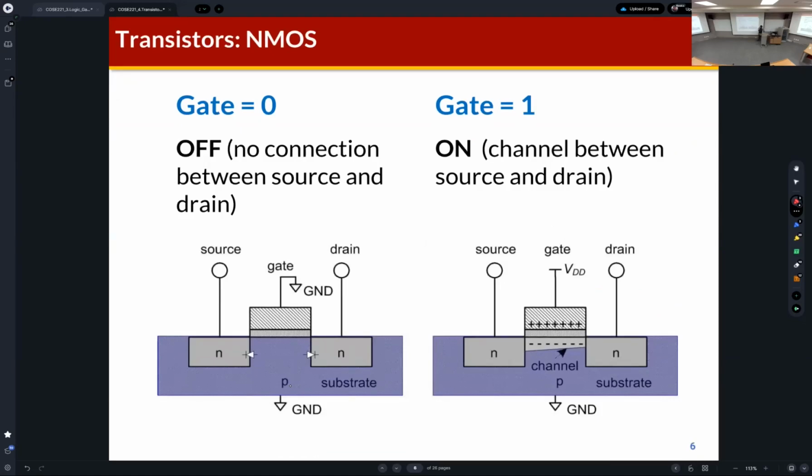I'll briefly explain how the MOS transistor works. As I mentioned, this is called the substrate. This substrate is always connected to the ground. The NMOS transistor has three terminals, source, drain, and gate. Let us assume that the gate is connected to the ground. Then what will happen?